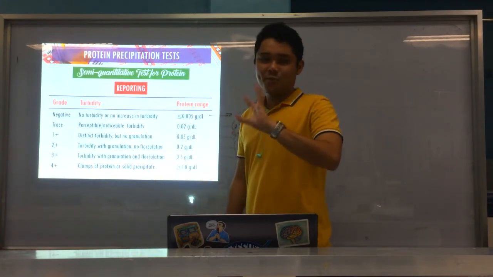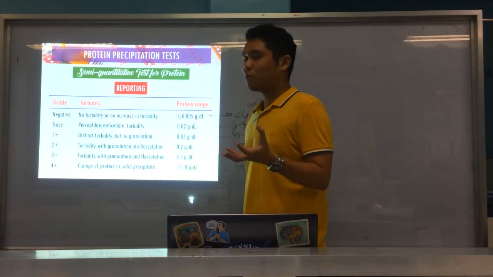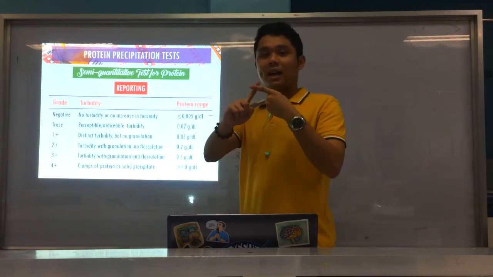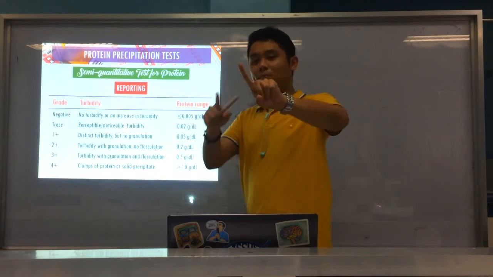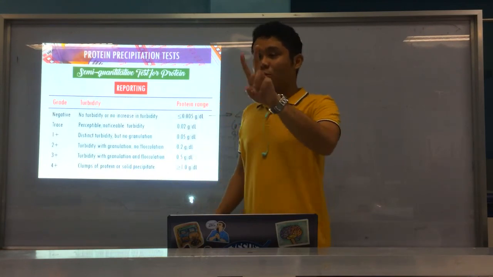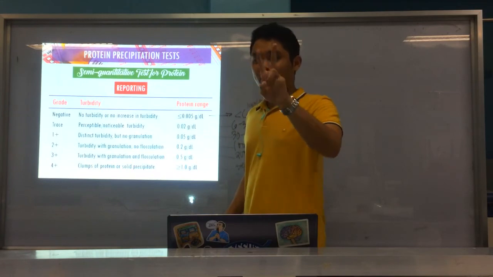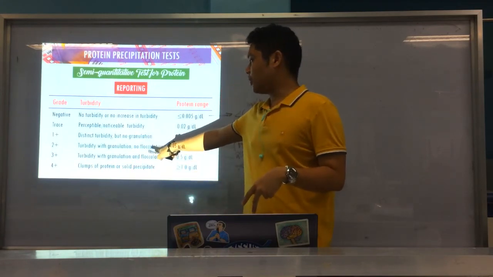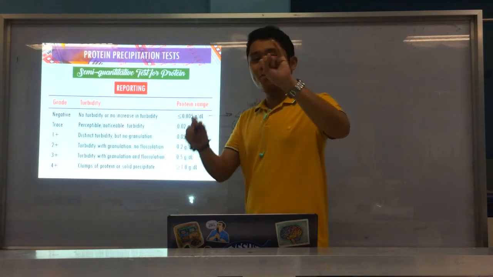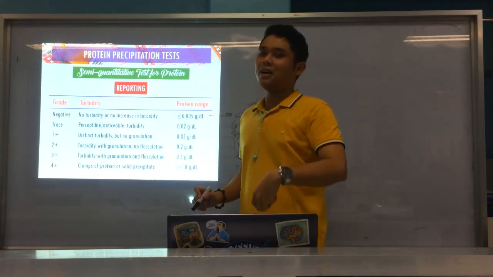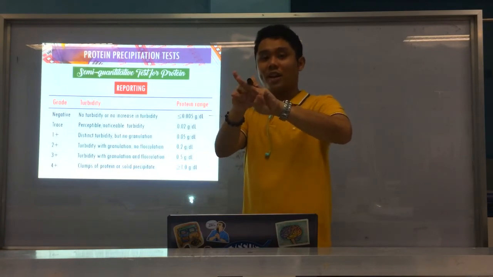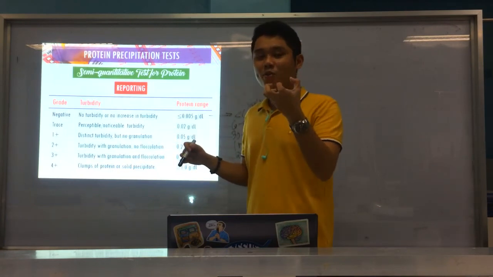Alright, so again, negative, no turbidity or increase in turbidity. Trace is slight. Alright? 1 plus, turbidity only, but no granulation or flocculation. It is 1 plus because it has one thing, turbidity. 2 plus, turbidity and granulation. So two, turbidity and granulation. It is 2 plus, but without flocculation. Alright, and then 3 plus, turbidity, granulation, and flocculation. Alright? So three, that is 3 plus, turbidity, granulation, and flocculation. And lastly, 4 plus, clumps of protein.